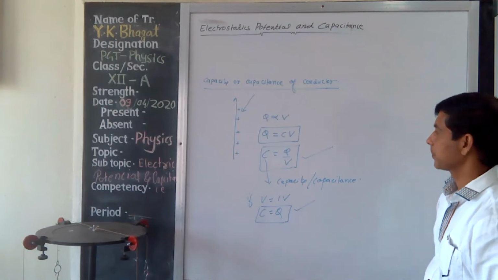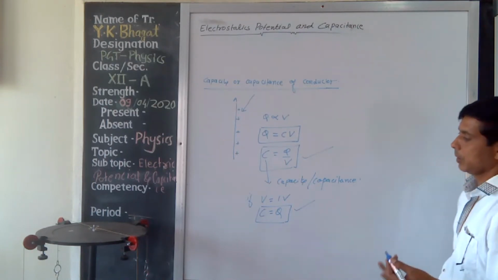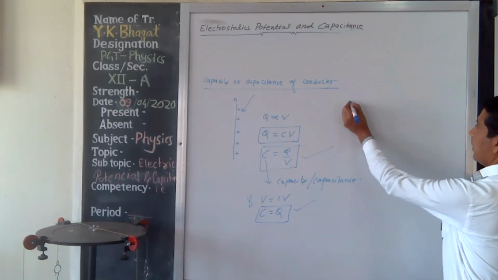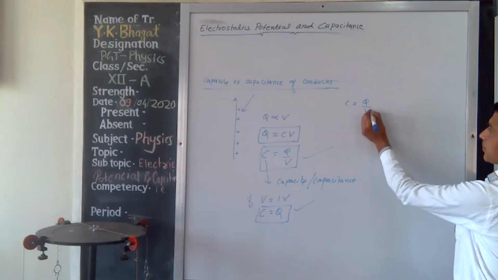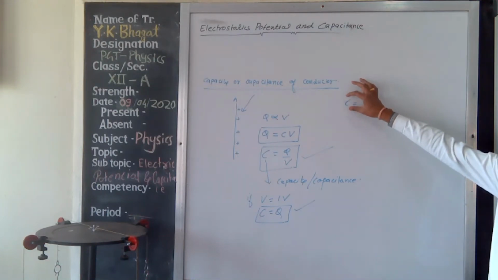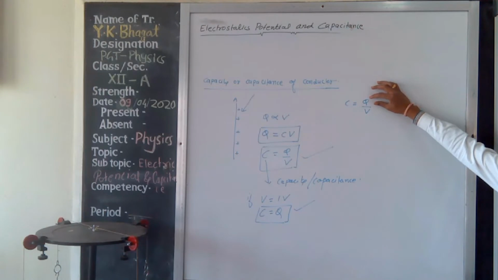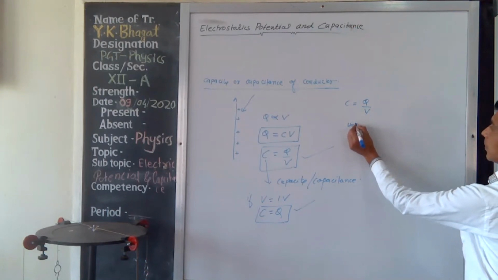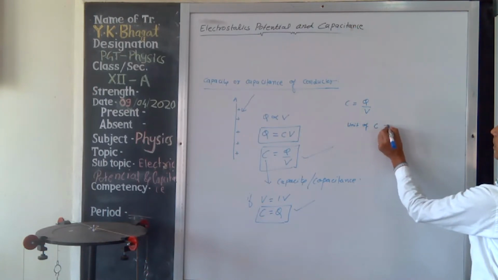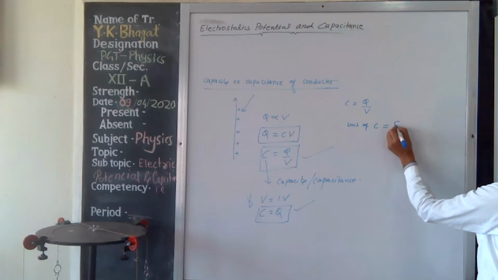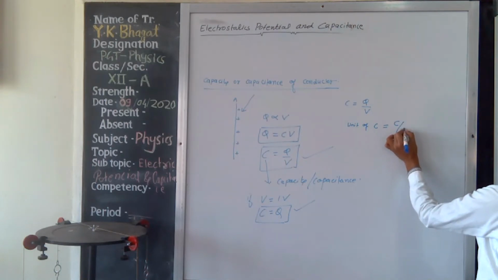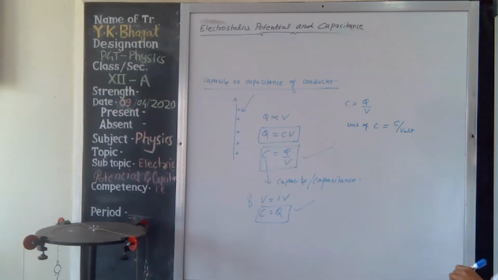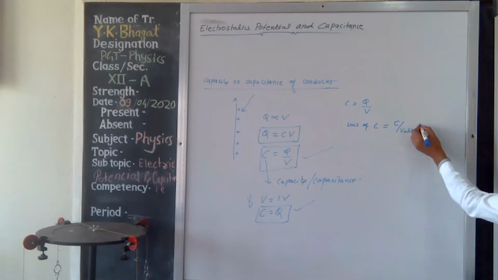And in this way. Now what will be the unit of capacity? We know that C equals Q by V. The unit of capacity will be the ratio of the units of both. That means the unit of C will be coulomb per volt, and it is represented by farad.